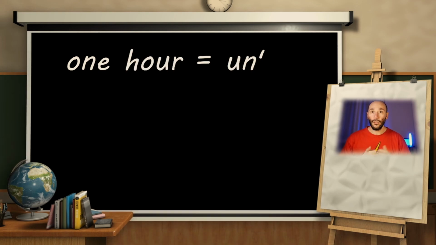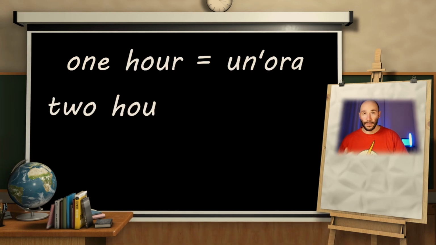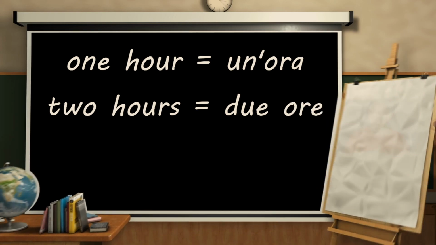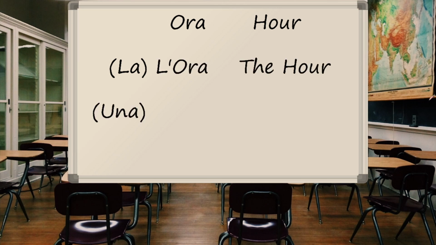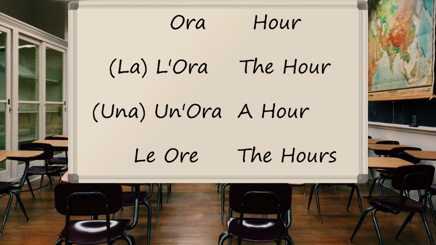1 hour, un'ora. 2 hours, due ore, plural, because it is feminine gendered. La ora, l'ora, with the elision, the hour. Una ora, un'ora, with the elision, an hour. Le ore, the hours. In this case, you have two vowels clashing together, so we must proceed to do an elision between the article and the noun.